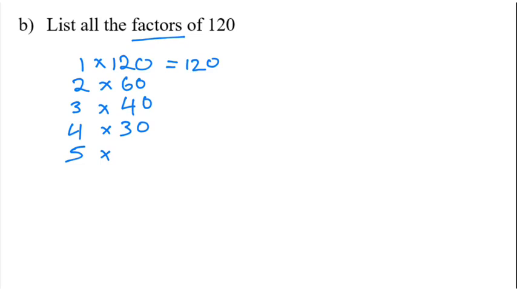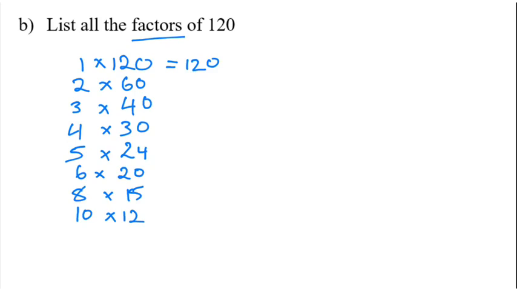So that's going to be 5 times 24. What about 6? Can we do 6 times anything? Yep, 6 times 20. 7, can I do 7 times anything? No, I can't, not a whole number. What about 8? Yep, 8 times 15. Then 9, can I do 9 times anything? No, I can't. What about 10? Well, 10 times 12. And 11, can we do 11? No, we can't. So that is all of the possible factors.